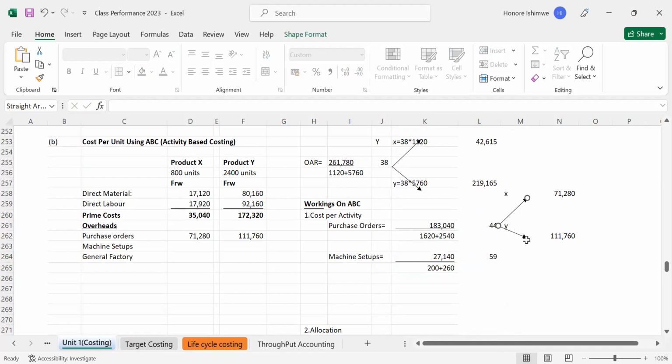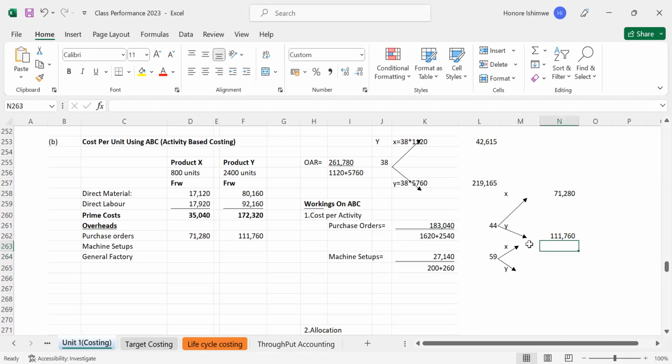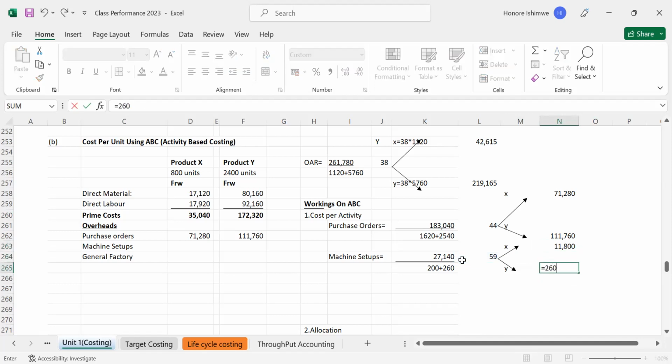So I came here to do what? To allocate my overhead expenditures to X and also to Y. Is it okay? Very, very simple. Let's have for X and let's have here for Y. For X, it will be this 59. I will multiply it by 200. And also here, it will be 260. I will multiply it by this 59.